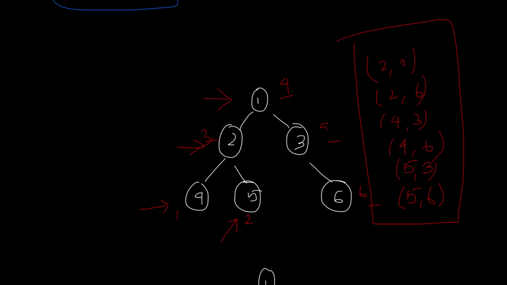We don't find any other pairs. You might think about these two nodes, 4 comma 5, but here the value is 1, here it is 2, and here it is 3. And this is not a proper condition. This is invalid. This is wrong.